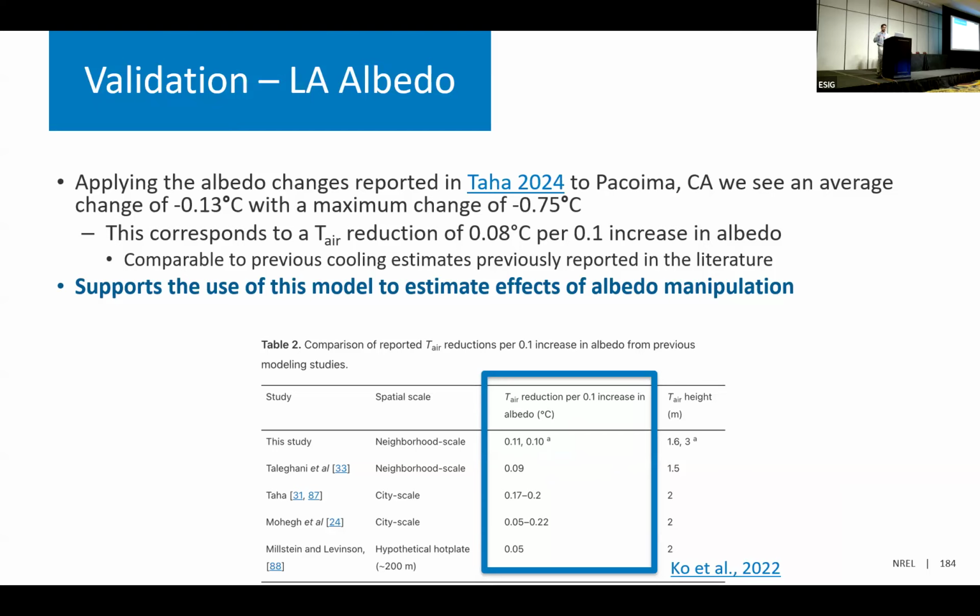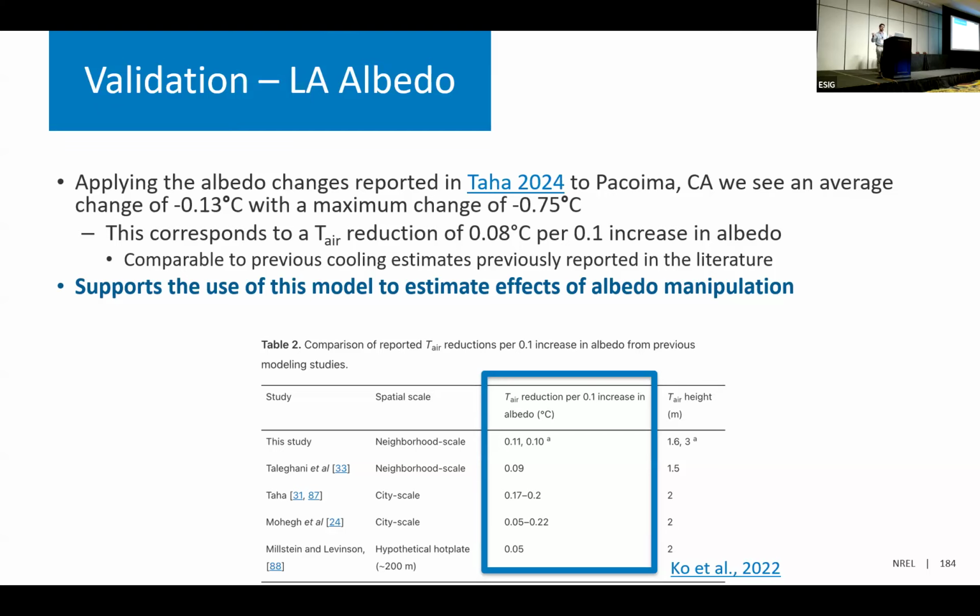So if you say, hey, we're going to paint the street white, the super resolution model is going to say, oh, that's going to cool the urban microclimate by this much. It actually matches up pretty well with previously reported values in the literature. So now we can actually simulate these unprecedented heat waves in the urban microclimate, understand their effects on cooling demand from residential building models.